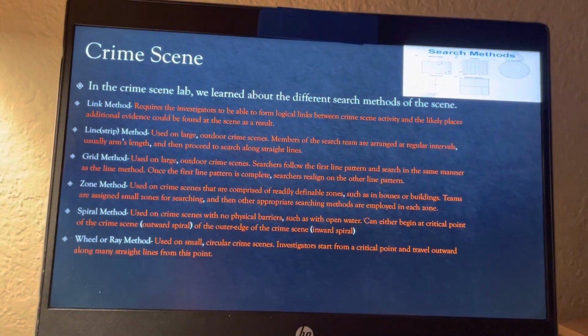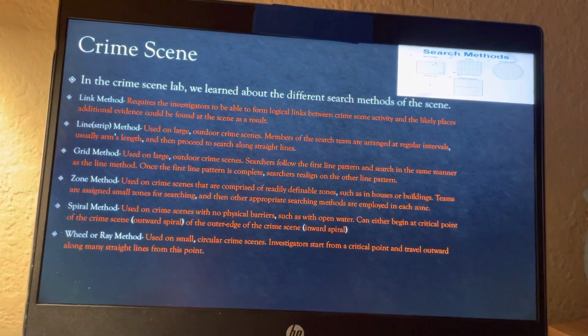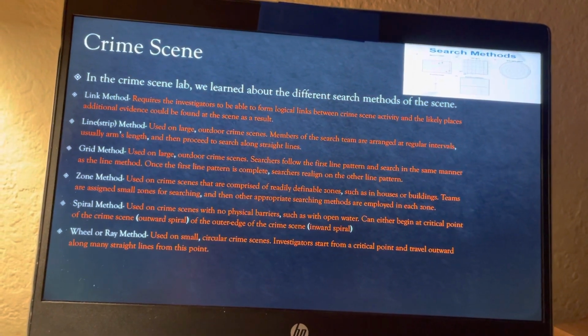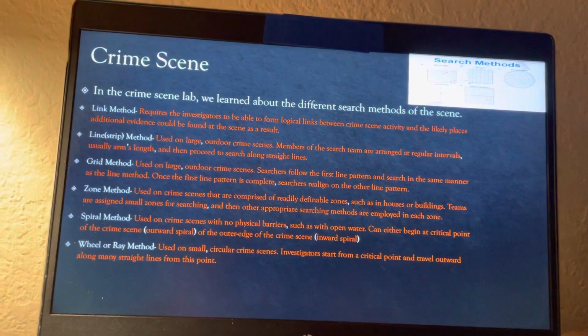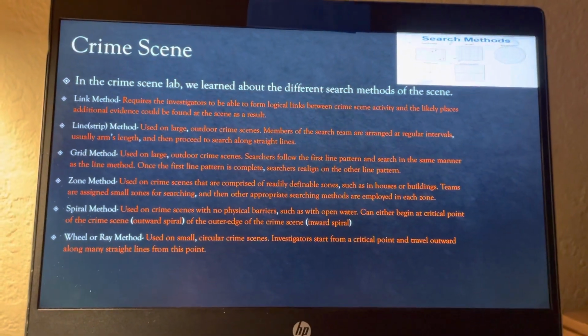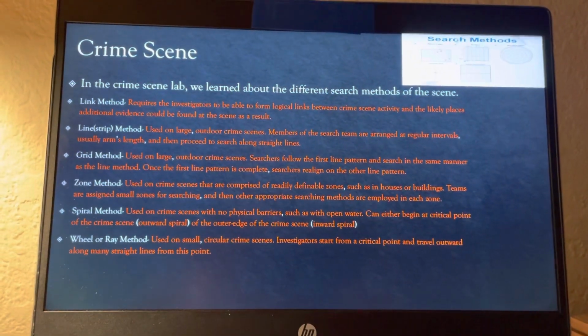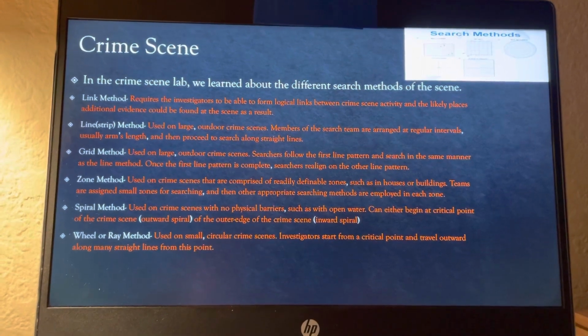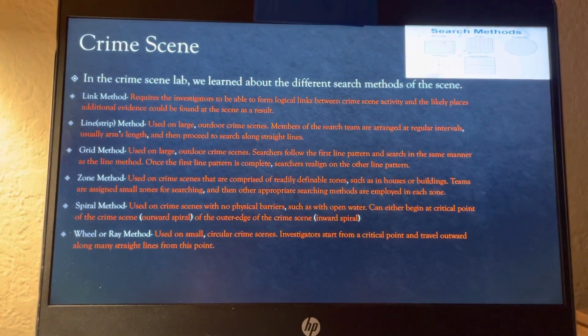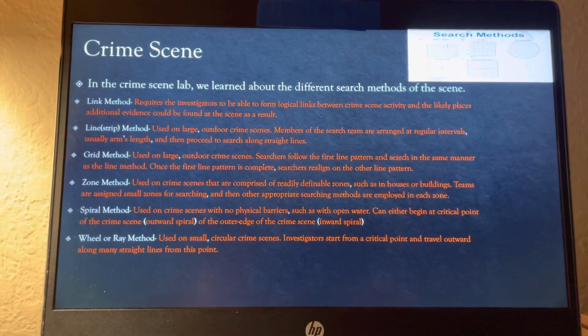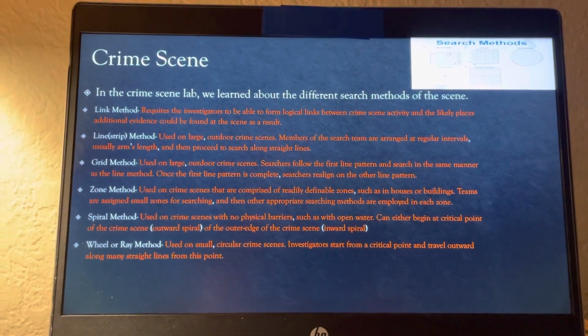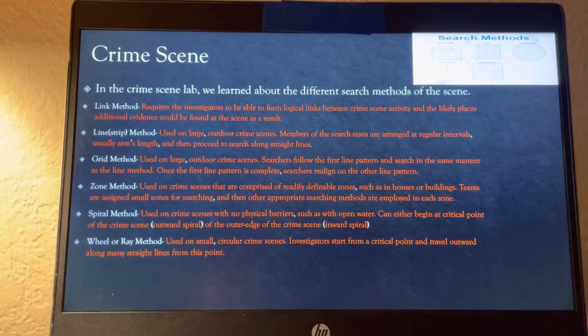Next, we did the crime scene lab. We learned about the different search methods of each scene. Link method requires the investigator to be able to form logical links between the crime scenes, activity, and the likely places additional evidence could be found at the scene as a result.